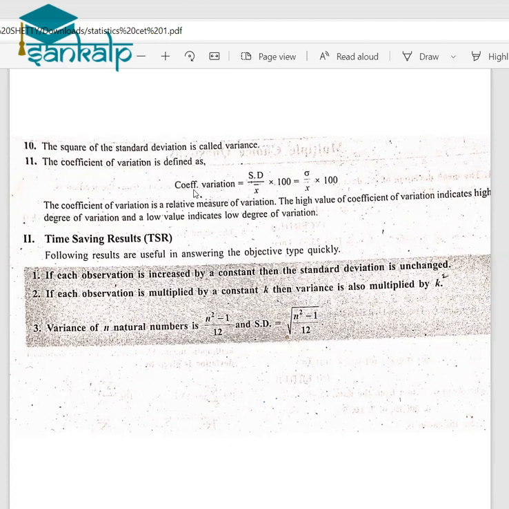So the formula for coefficient of variance is sigma upon X bar into 100. Sigma upon X bar into 100. Okay, so sigma upon X bar, that is mean, into 100. So the coefficient of variance is used to compare two given distributions. It is used to compare the variance in two given distributions.